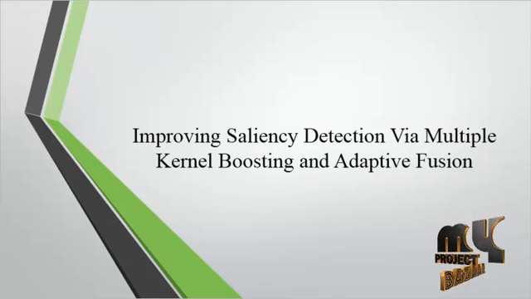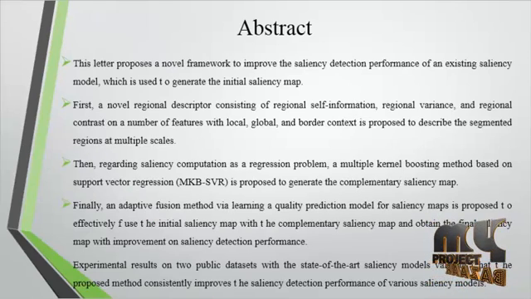Now we discuss the title: Improving Saliency Detection via Multiple Kernel Boosting and Adaptive Fusion. Now we discuss the abstract for the process. This paper proposes a novel framework to improve the saliency detection performance of an existing saliency model, which is used to generate the initial saliency map.